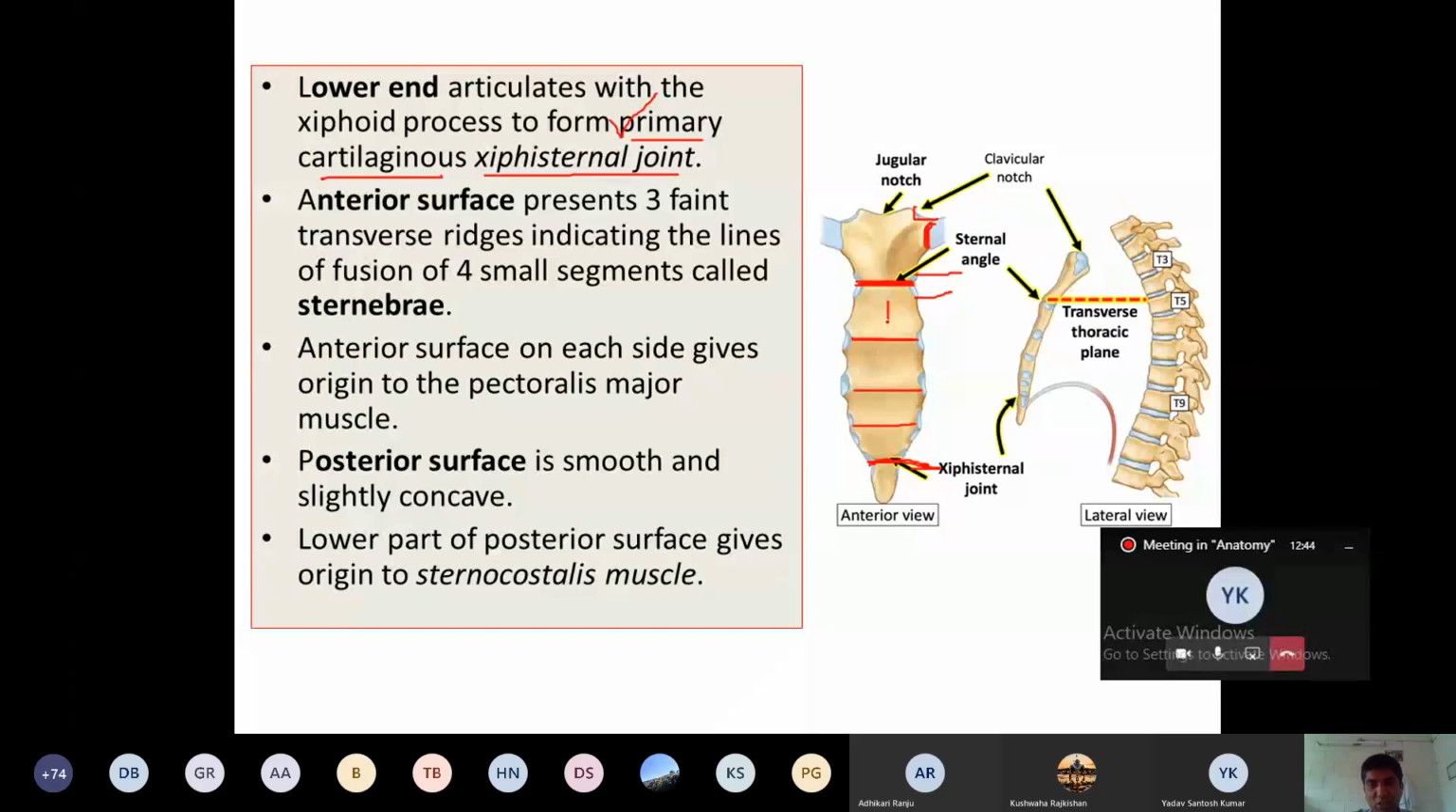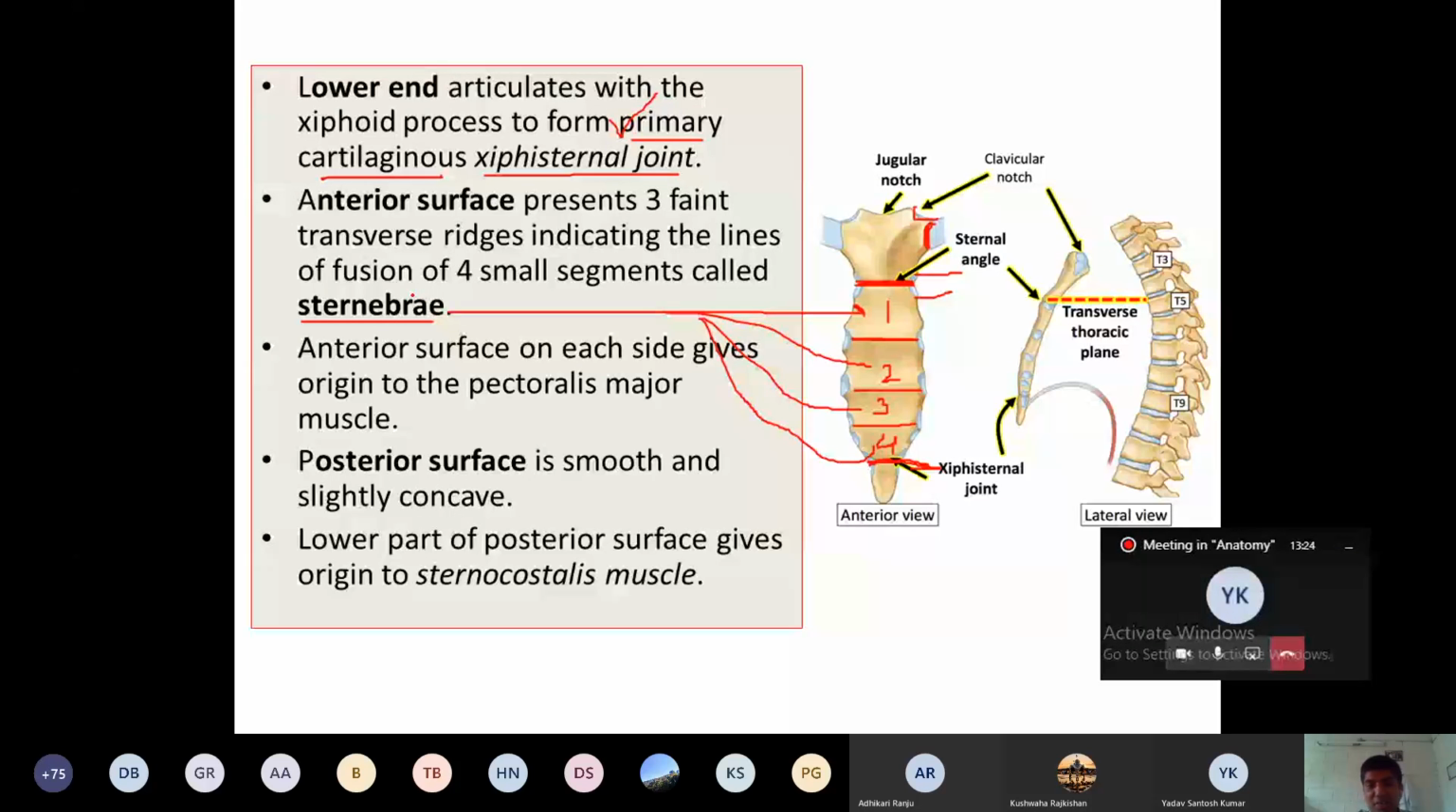Here you can count. This is one segment, this is another segment, this is another segment, and this one is the last segment of the body of the sternum. These segments are known as the sternebrae. This is one sternebra, this is another, and this one another, and this one another sternebra. The plural form is sternebrae. So there are a total of four sternebrae which are fused together to form the body of the sternum.